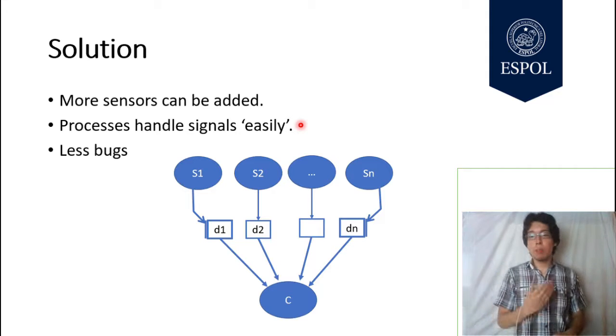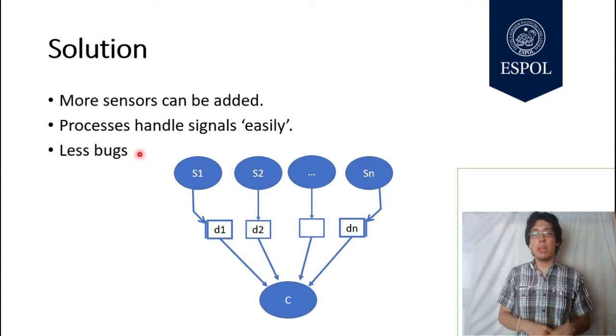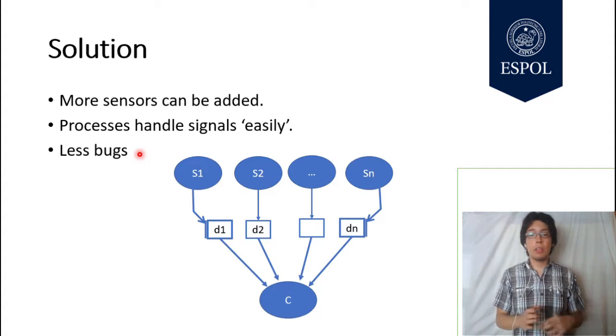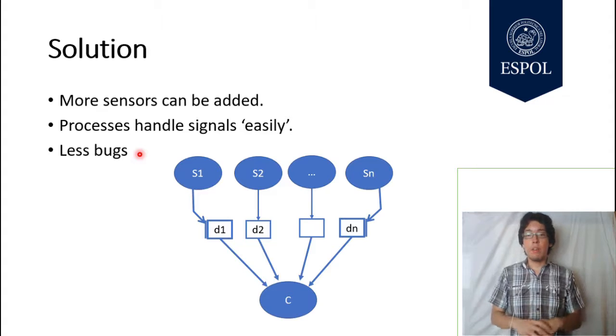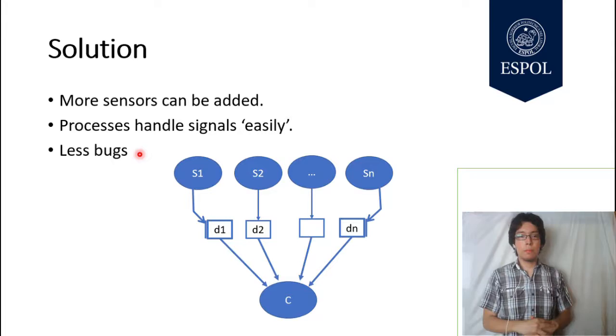Additionally, separating one process into several ones can help reduce failures and bugs. As I mentioned before, each process is isolated from the other, so if one sensor fails, the rest will not be affected.